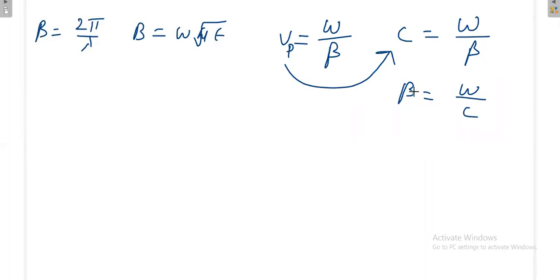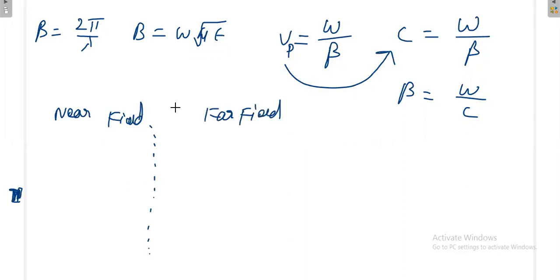And again, as the antenna is there, there should be some dividing line between the near field and far field. If your antenna is here and this is near field, then there should be some dividing line, and this is far field. Exactly at this point, near field is equal to far field. Because we have to identify that dividing line, near field is equal to far field.